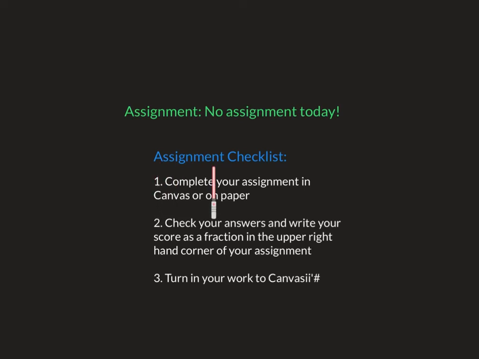So to wrap things up, no assignment today. We did our practice problems within the lesson, and we will pick up with part 2 tomorrow.